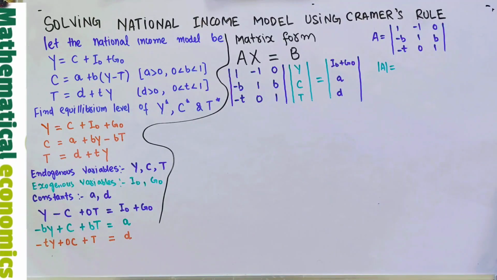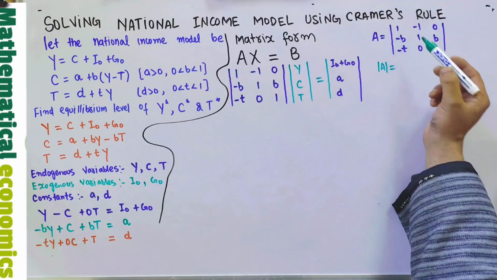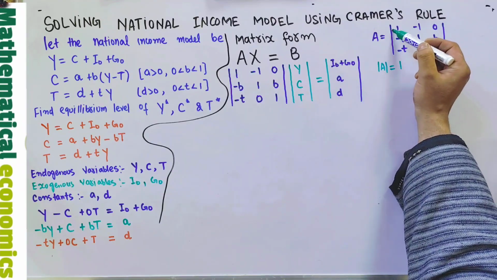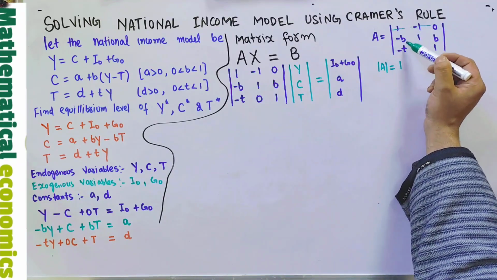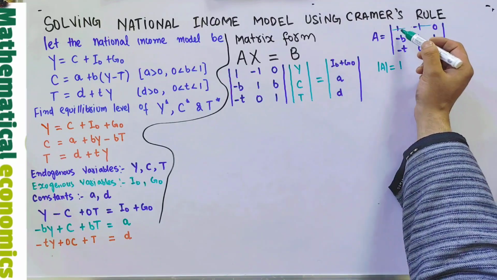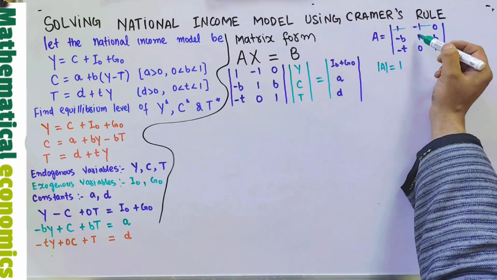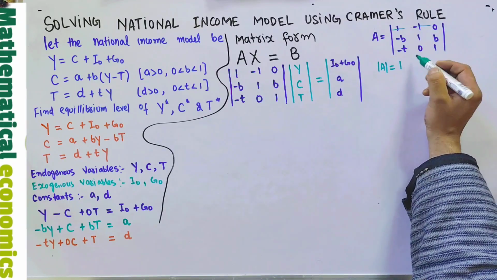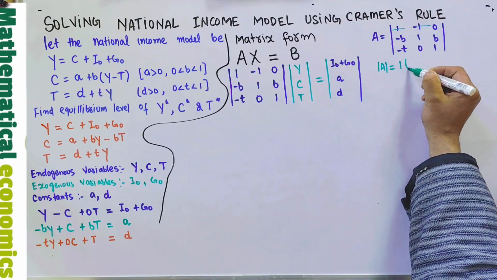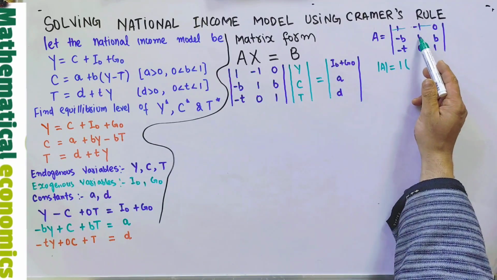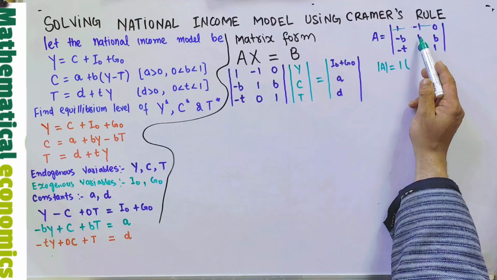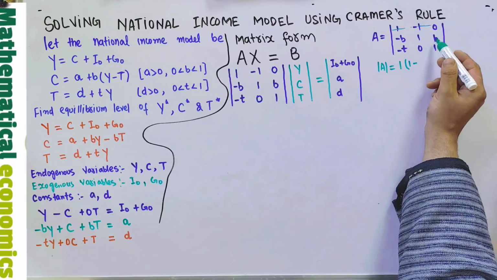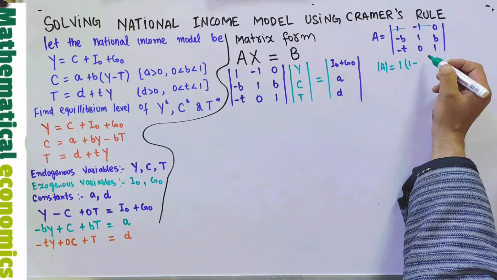To find the determinant, we write the first element here, and to this we multiply the determinant of the remaining elements after mentally deleting the row and the column in which the first element occurs. So the remaining elements are 1, 0, b and minus 1. We multiply these two numbers first: 1 into 1 is 1, minus 0, then we subtract and multiply these two elements: 0 into b is 0.